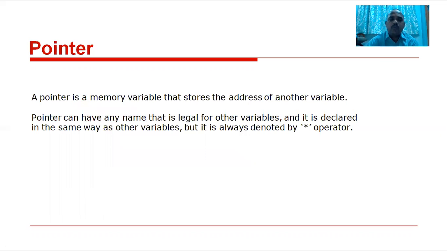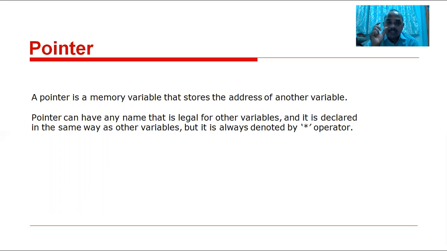Simply, what is a pointer? A pointer is a memory variable that holds the address of another variable. A small example: we know a train. All of you observe, there is a compartment, a passenger compartment or goods compartment, that is connected to another compartment. That is a pointer, like in our C++ language.